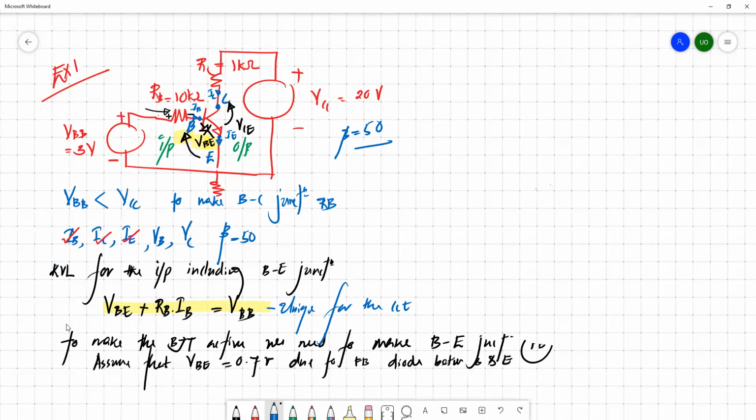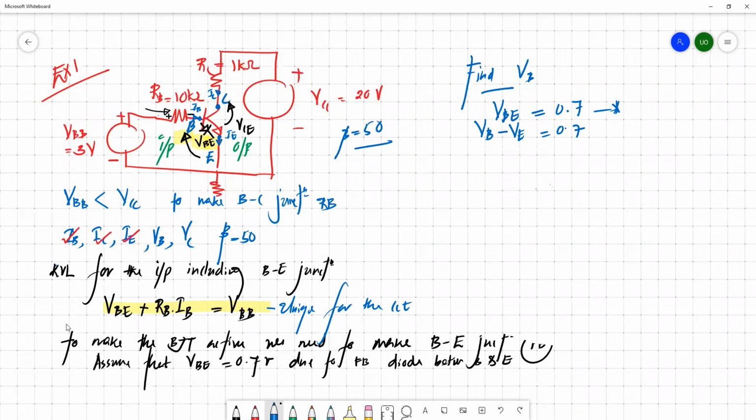Okay, now we need to evaluate VB. Find VB. So this is actually the voltage at base. While going through this calculation, we found that VBE equals 0.7, which means VB minus VE is 0.7.